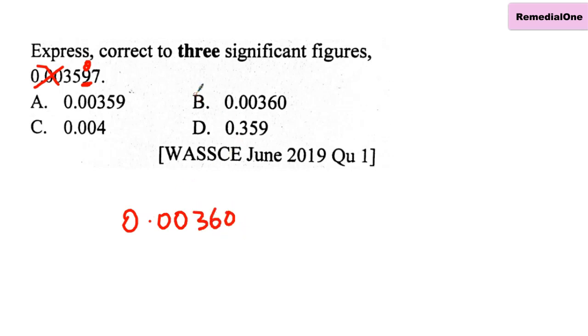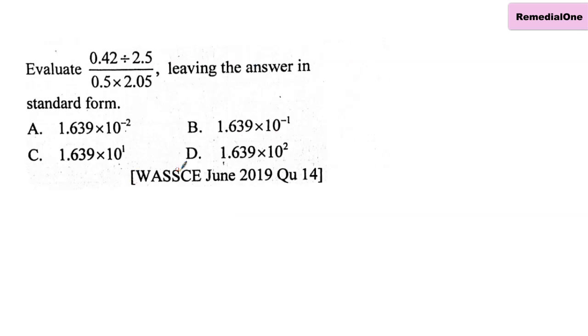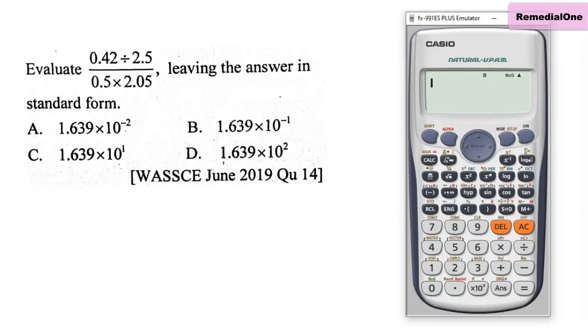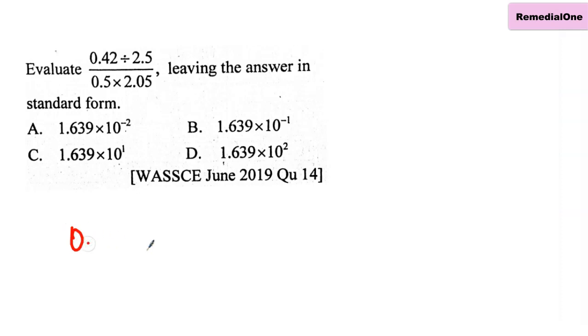So it's just going to be 0.00360 as B. Okay, so they want us to leave this in the standard form. Grab the calculator, and then we pick our fractional bar, pick bracket 0.42 divided by 2.5, close it, come to the denominator, bracket 0.5 times 2.05, close it, got this, and then we put it in the standard form, and we got 0.1639. We see that it was ending in 99, so we write only this one.